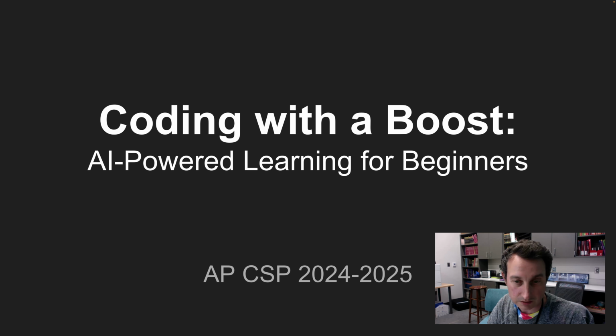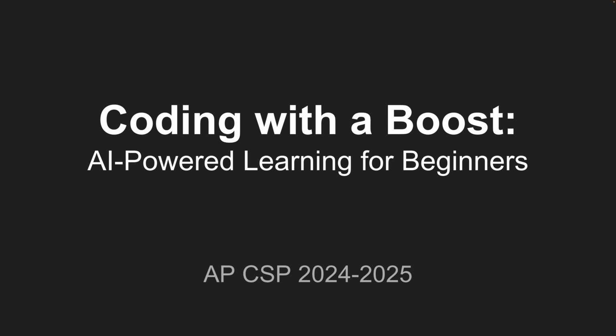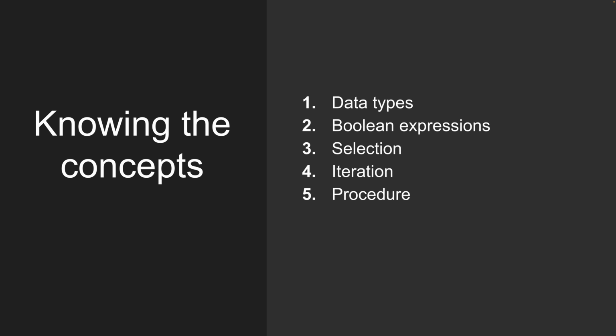and then, like the slide here says, coding with a boost, AI-powered learning for beginners. We're going to rely on AI to give us a lot of scripts that we can then identify and recognize parts of based on the slides that you're going to get today. So in this video, we're going to look at these concepts: data types, Boolean expressions, using Boolean expressions in selection, iteration, and procedure. So those 5 concepts.